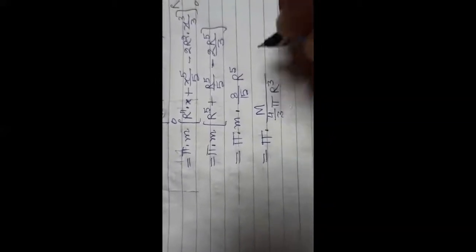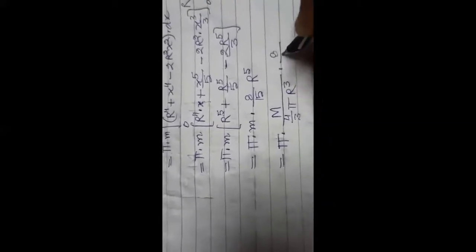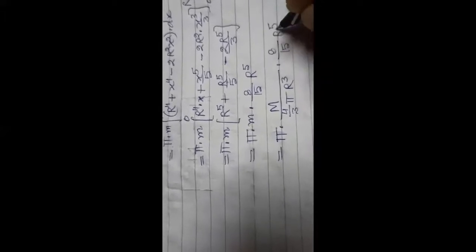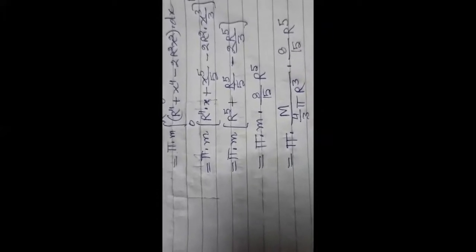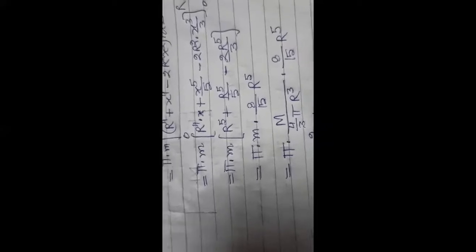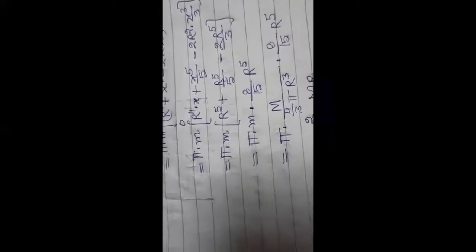So the value of small m is total mass capital M upon total volume 4 by 3 pi r cube. This is the value of small m multiplied by 8 by 15 r to the power 5. Now when we solve it, this will come out as 2 by 5 capital M r square. So this will be Ixx.